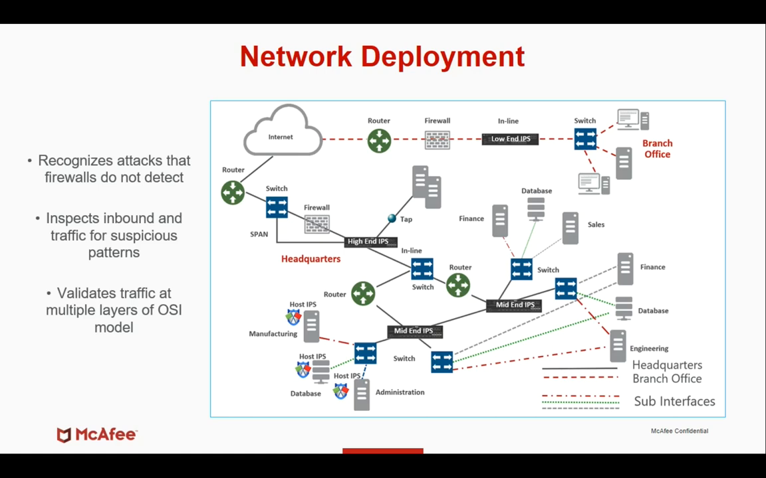Now, placing the network IPS at the perimeter can block attacks from getting into your network. You can place the appliance, that is the IPS, in front of the firewall, that is in span mode, or behind the firewall, that could be in inline mode. A network IPS placed internally can also protect VLAN traffic and stop attacks from a particular segment by either quarantining or isolating that network segment.